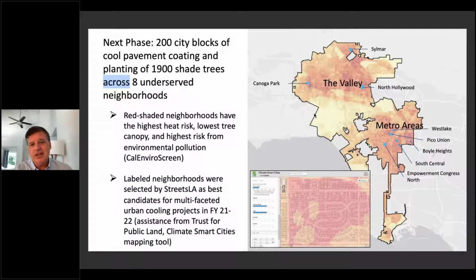So we're very excited that we've gone from being an early piloter of smart surfaces as it pertains to the roadway to really being one of the first jurisdictions in the country to develop a program level approach that combines tree planting and cool pavement surfaces. And by June of 2022, we should have these 200 city blocks completed.